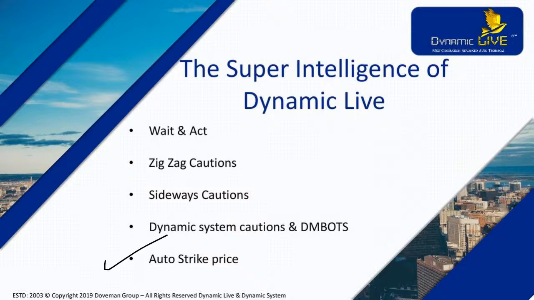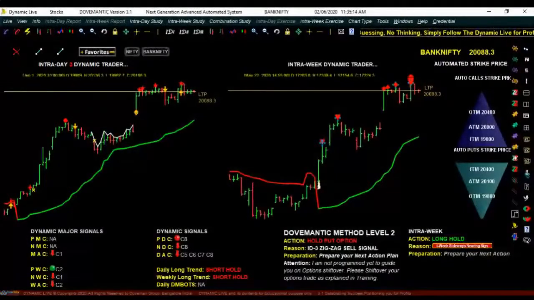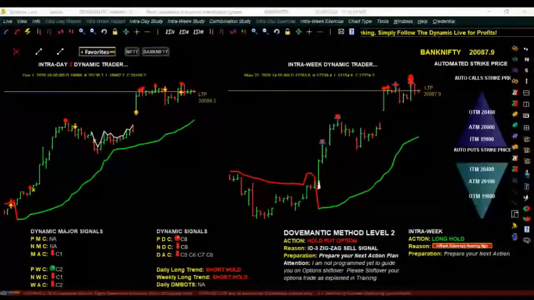But today, you don't have to worry. Even the right strike price is automatically selected by this Dynamic Live, so that you don't have to waste your time reading books, and you can straight away start trading and start making money. So these are some of the major intelligence at work in this Dynamic Live. Today, let's have a look at this intelligence at work in the real-time market by looking at Dynamic Live. Let us understand how one trader can benefit from this.